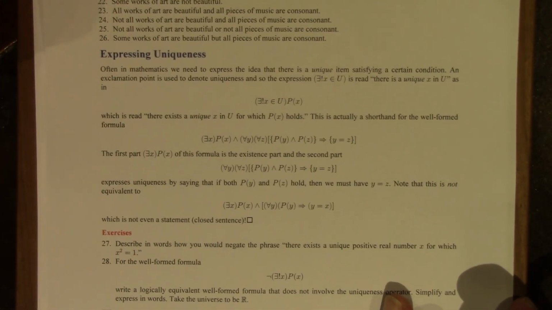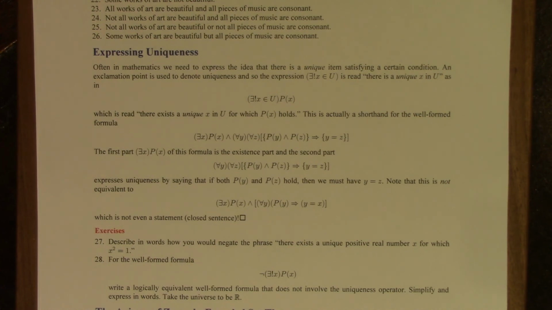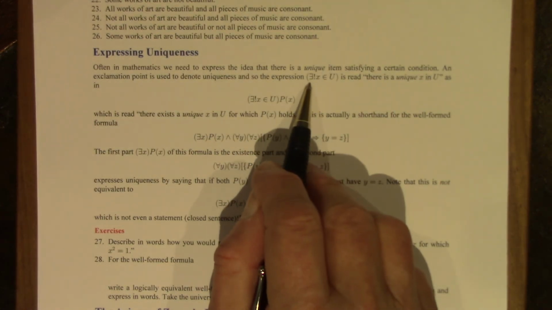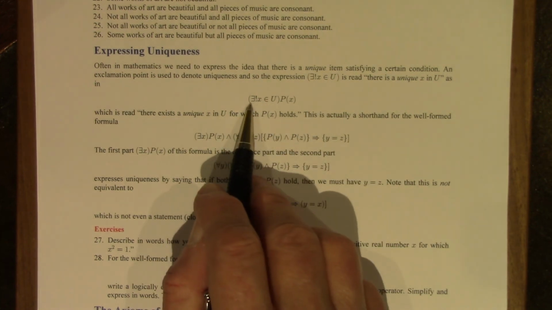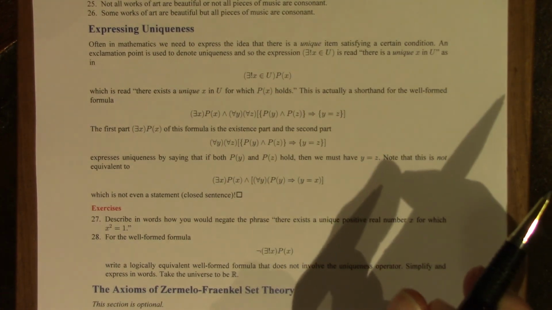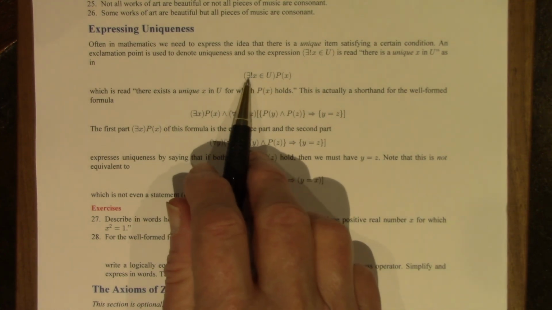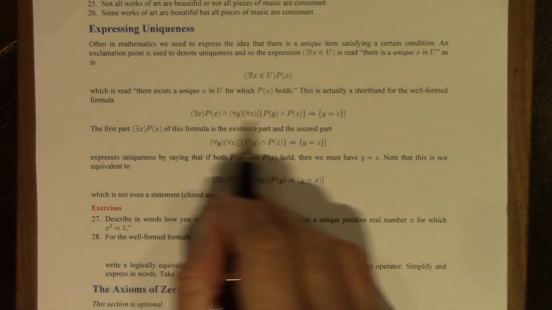One final matter of great importance is expressing uniqueness, something we could not do in the propositional calculus, but we can do in the predicate calculus. An exclamation point is the notation used to denote uniqueness. So this expression would be read, there exists a unique X in U such that P of X. This is shorthand, really. Exclamation point is not part of the language of the predicate calculus. It's a shorthand, so in a sense, it's meant to be immediately replaced by this.